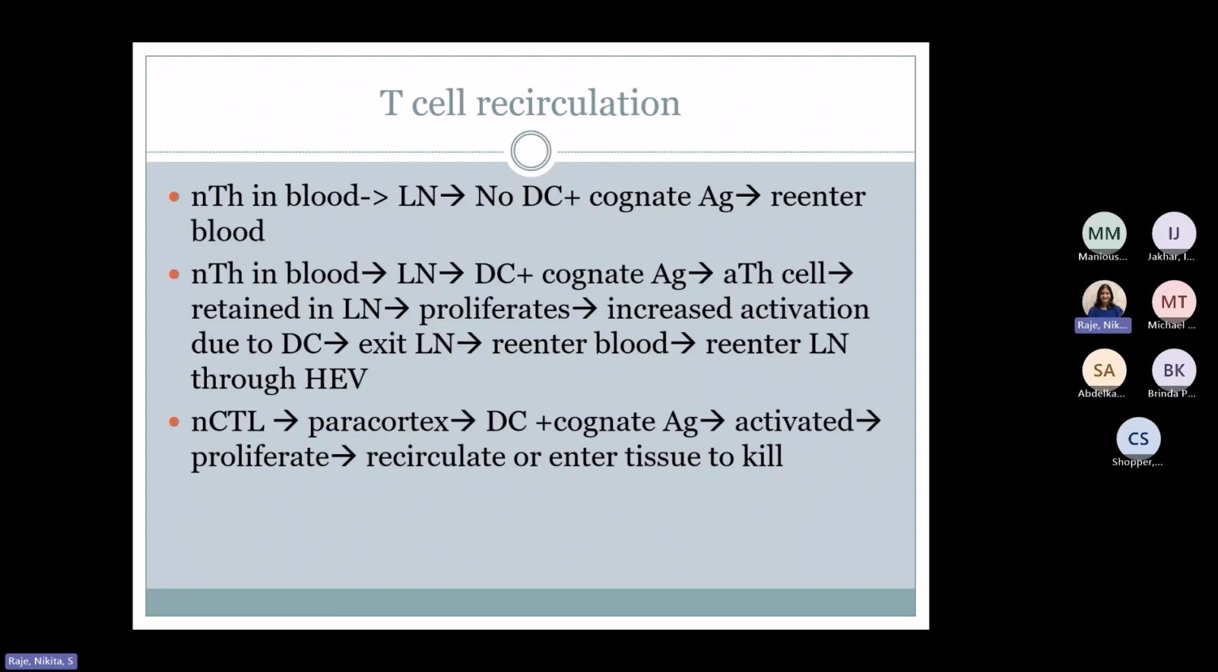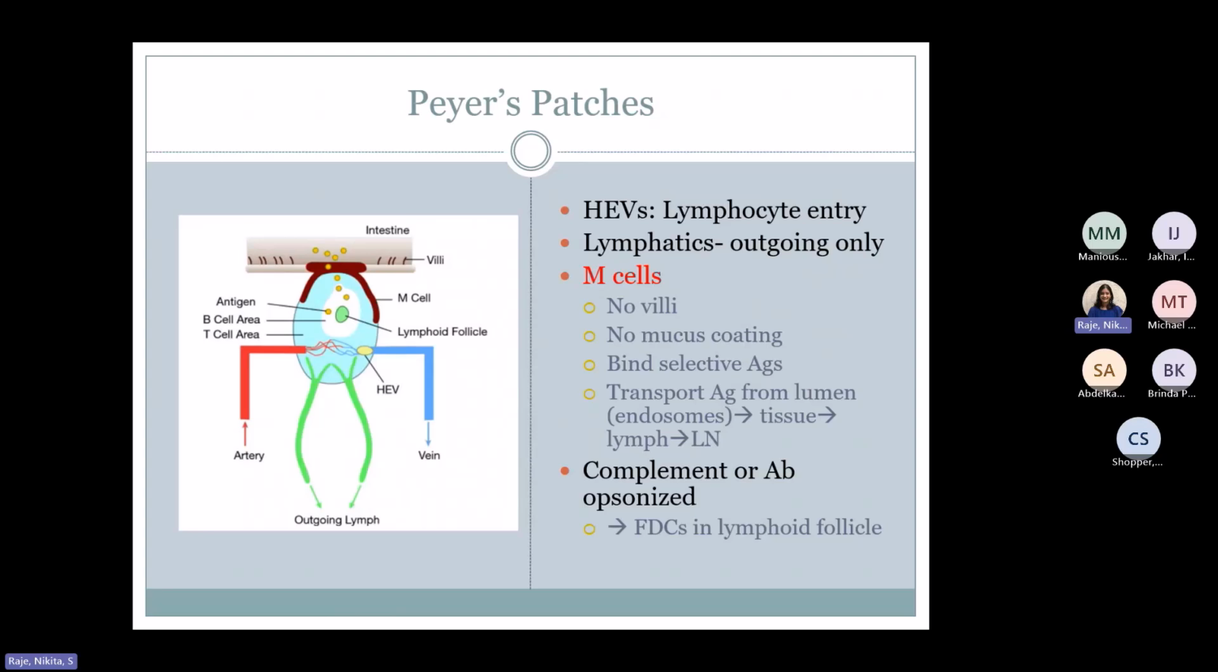Once they do that, they exit the lymph node and re-enter the blood. The activated T cell will then proliferate, and that will cause the activated T cell to go to the site of infection. However, if it's a cytotoxic T cell, the naive CTL will be present in the lymph node in the T cell region, and if it gets activated, it will proliferate and then recirculate and enter the tissue to kill the microbe at the site of infection.